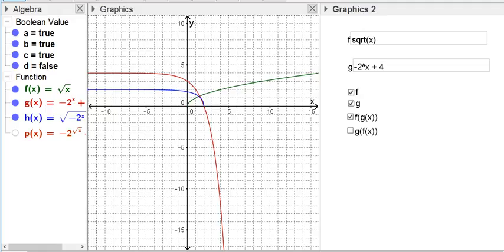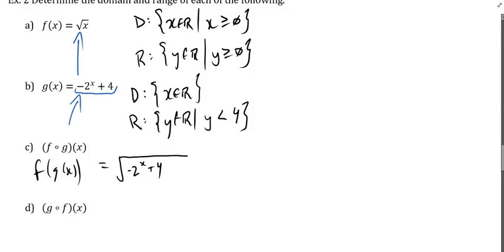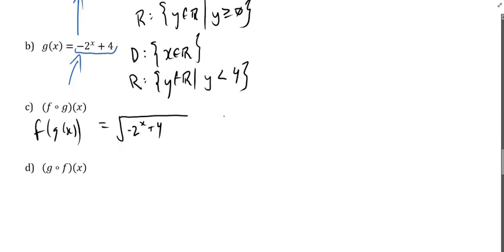So what does it look like now, our domain? x is less than or equal to 2. And then what about our range? Possible outputs.